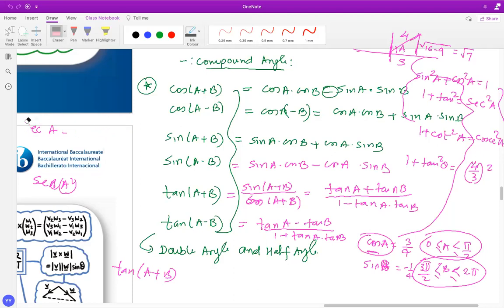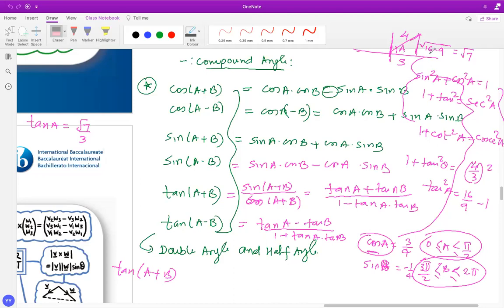Now, coming back to the problem, we have to find the value of tan(A + B). So now you can just apply the formula here. I can solve for tan squared A, which is going to be 16 over 9 minus 1, and then you can find the value of tan A. You'll get the same answer as before, which is root 7. So the value of tan A is root 7 over 3.